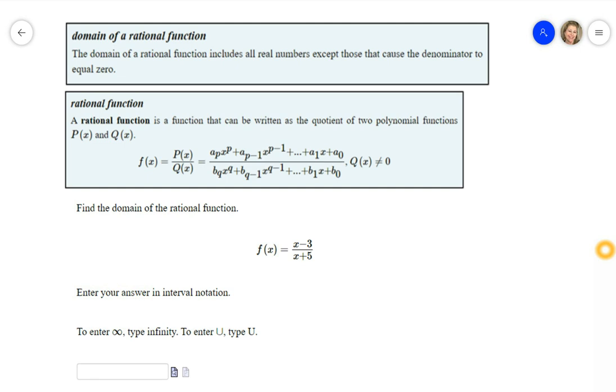Okay, so here's our question. It says, find the domain of the rational function. Well, how to find the domain: the domain of a rational function is all the real numbers except any real numbers that cause the denominator to equal zero.